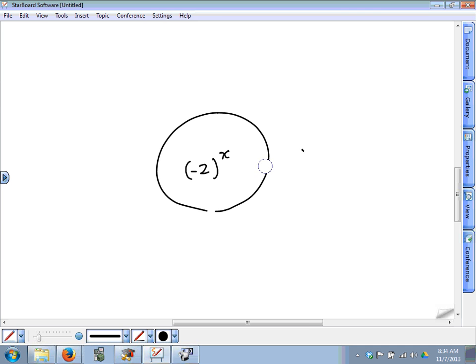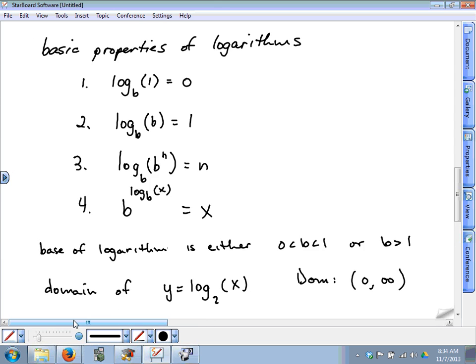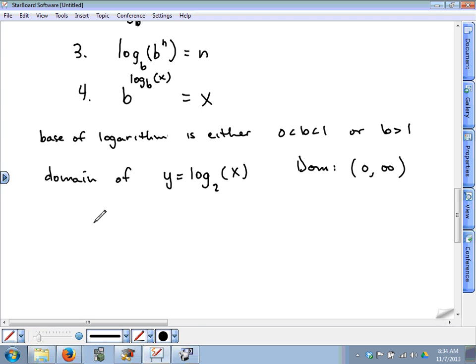So the base of an exponential is never negative. The base of a logarithm is never negative. Anyway, let's move on. Let's use some of these properties.